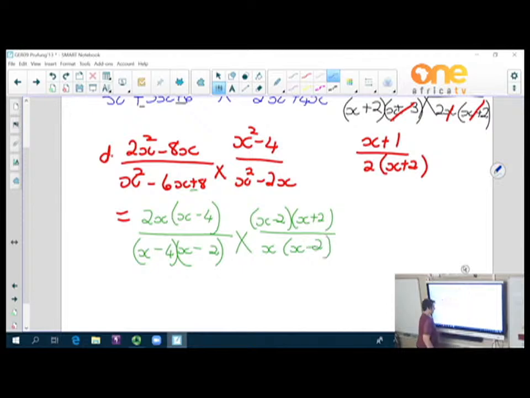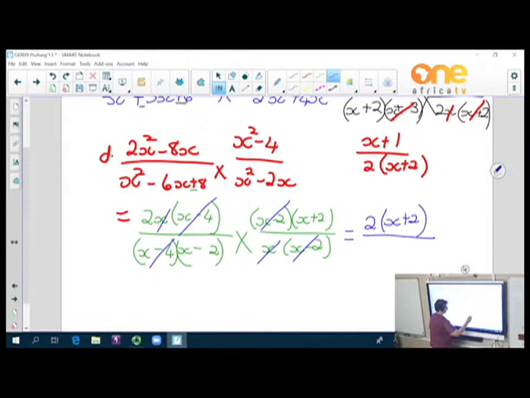Now we can cancel. That's always the nice part. This one and this one. This one and this one. This one and this one. So there remains 2x plus 2. And here we have x minus 2. Right, thank you, grade 10s. Make sure that you understand this. This is then a revision of factorization with fractions now here.